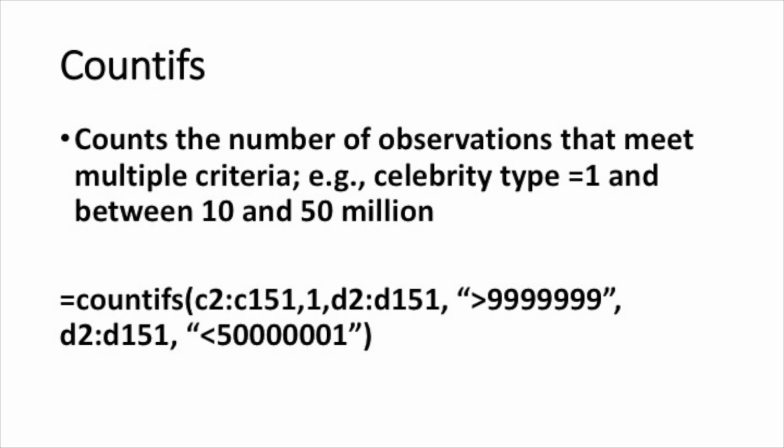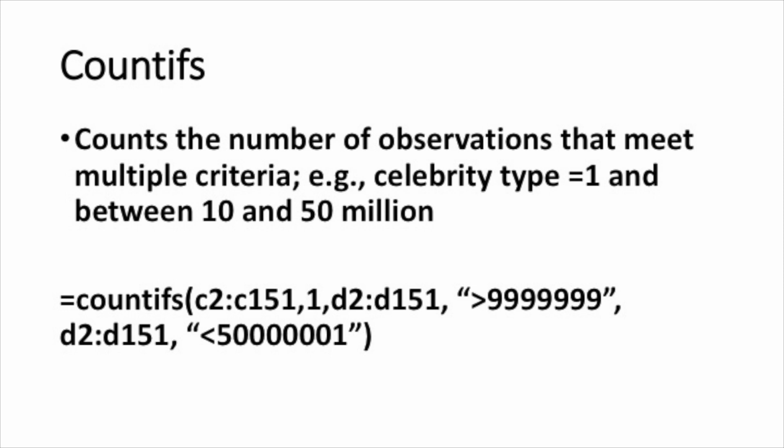Now, what if we wanted to know the number of actors that have between 10 and 50 million Instagram followers? We'd still use the COUNTIFS formula. It's just going to look a little bit different. So here we'd use equals COUNTIFS, parenthesis, C2 colon C151, comma 1. This is exactly how it looked before. We're counting up the number of observations where the celebrity type is 1, which is actors.